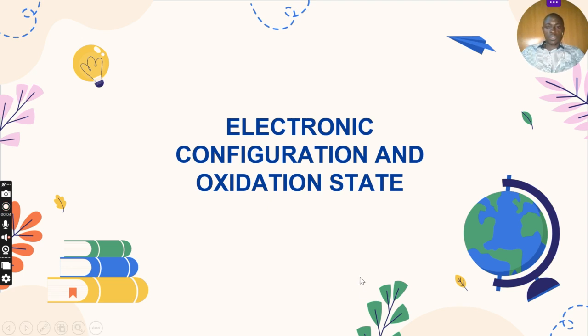Okay, welcome to today's lesson. We'll be exploring the relationship between electronic configuration and oxidation state. How do I determine oxidation state from the electronic configuration of an element?